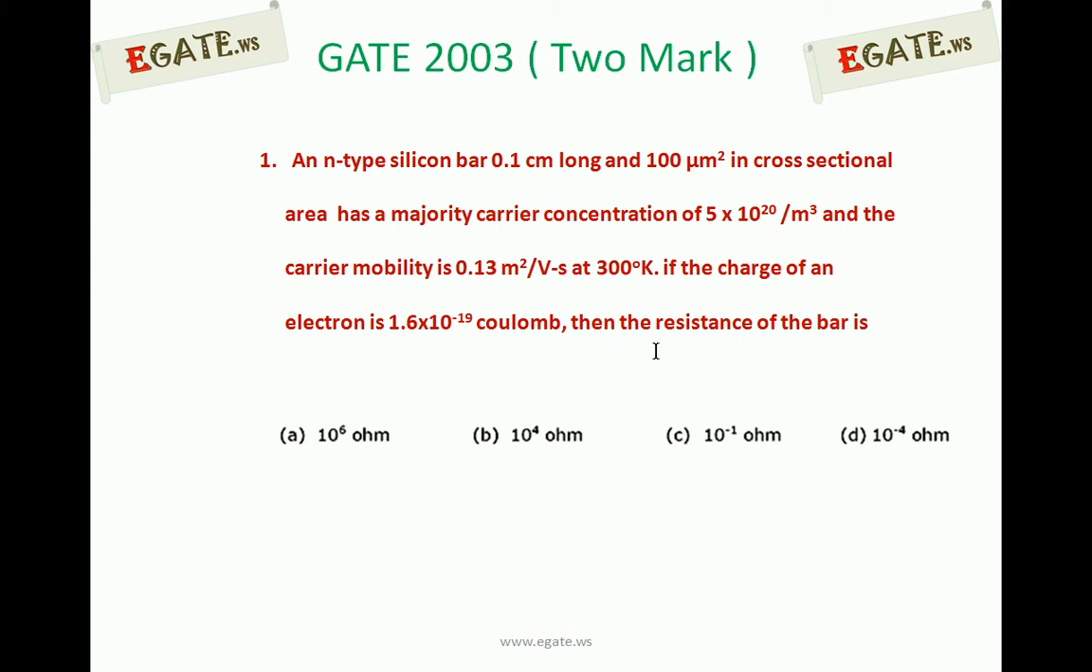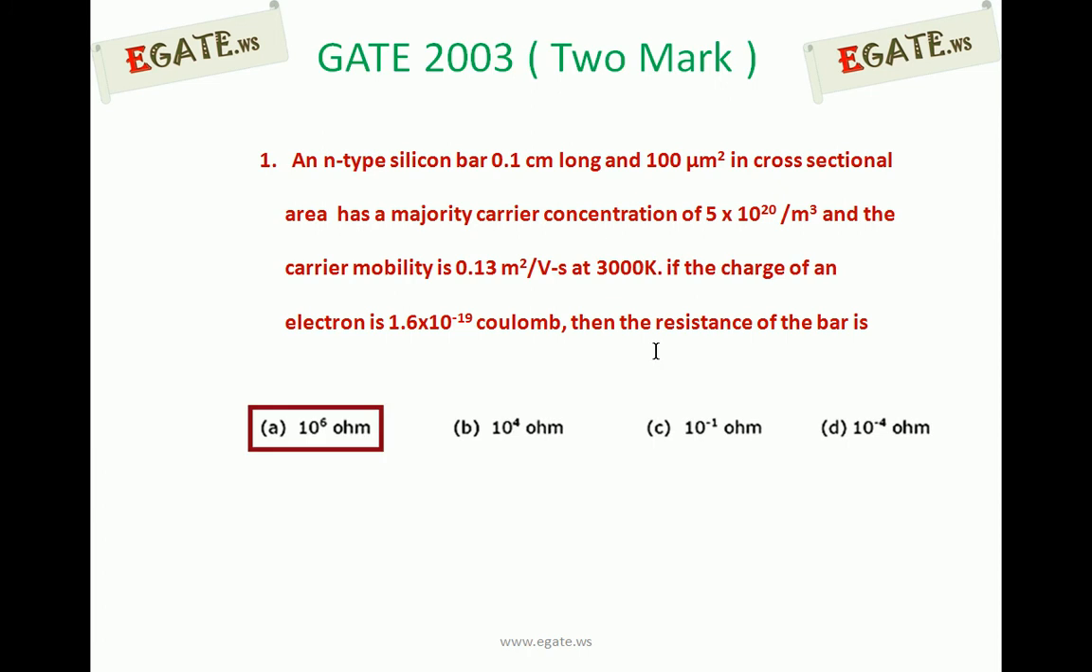An N-type silicon bar 0.1 centimeters long and 100 micrometer square in cross-sectional area has a majority carrier concentration of 5 into 10 power 20 per meter cube and the carrier mobility is 0.13 meter square per volt second at 300 degree Kelvin. If the charge of the electron is 1.6 into 10 power minus 19 coulomb, then the resistance of the bar is A 10 power 6 ohms, B 10 power 4 ohms, C 10 power minus 1 ohm, D 10 power minus 4 ohms.